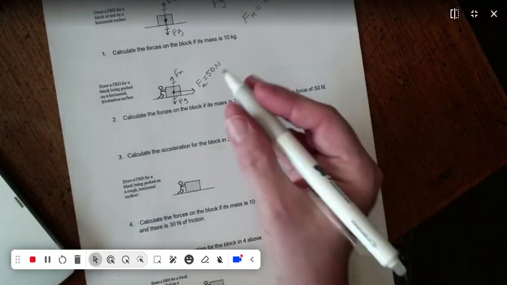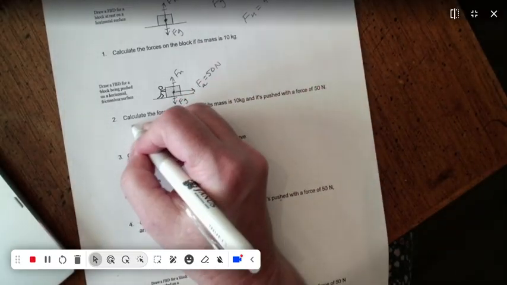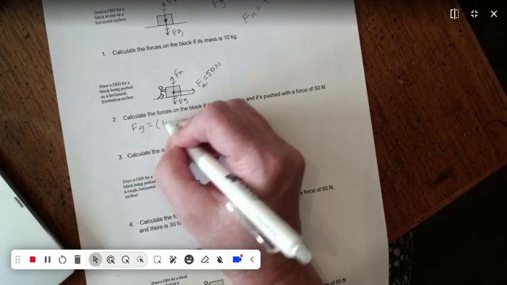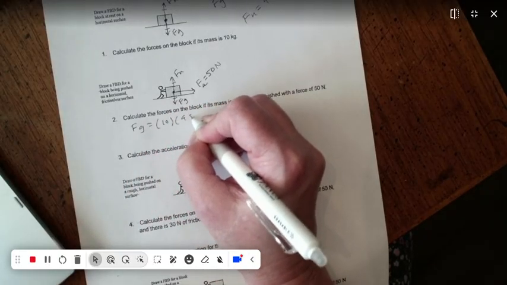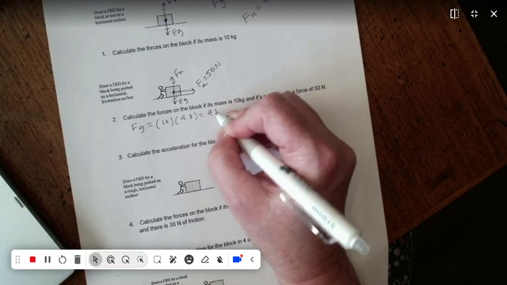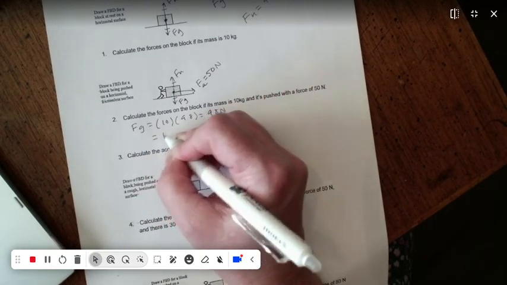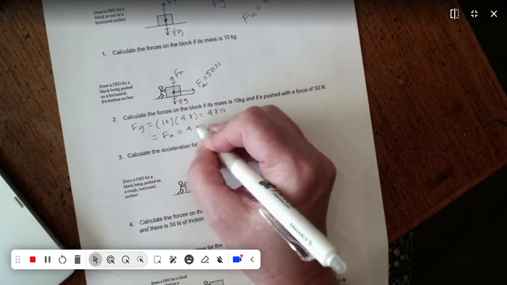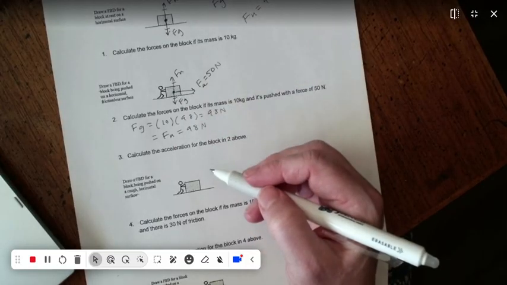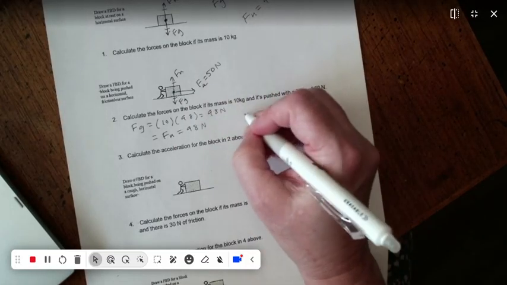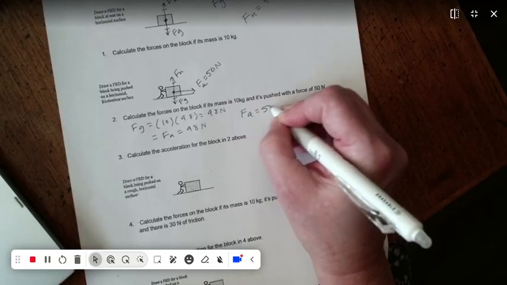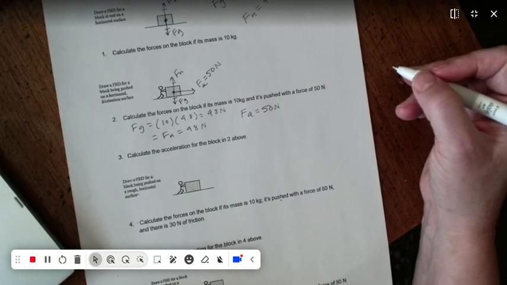So what are the forces acting on the block? Same force of gravity, mass times g is 98 newtons. That also equals my normal force again because it's still on that same horizontal surface. And then I have an applied force of 50 newtons. Then that's a given.